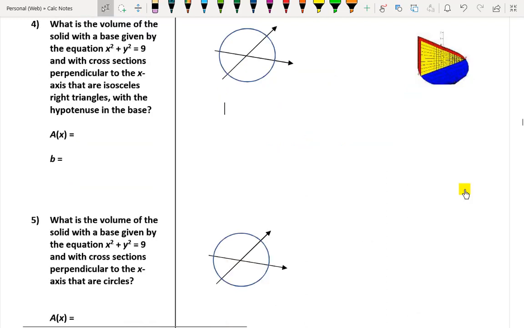Okay, so number 4 here is the same base. This time our cross sections are isosceles right triangles. So we're going to draw an isosceles right triangle this time. We'll see if I can get this with a right angle that's somewhat close up here. Okay, so this would be my right angle right here.